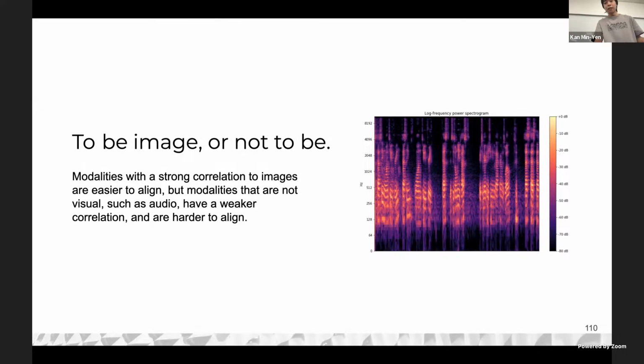So things that have more visual representations would do better, like let's say temperature, probably IR data.